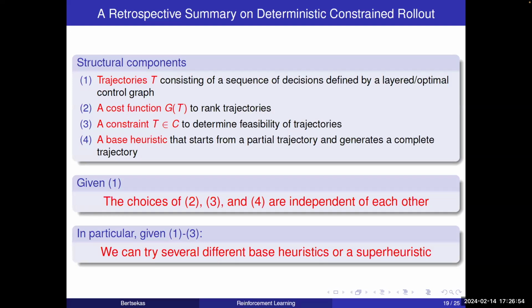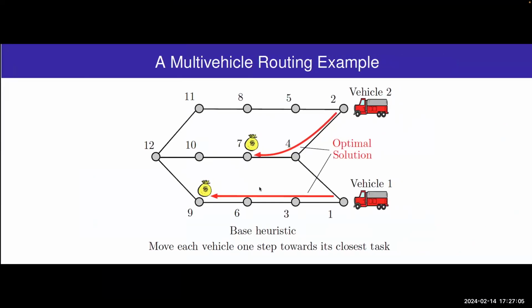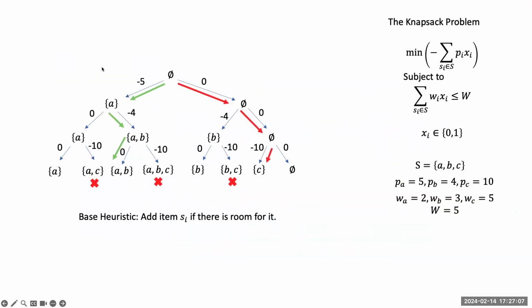This might be really, really difficult to come up with a base policy that can do this. But in some cases, it might be trivially easy. So I wanted to show you one example of the easy case. So this is the knapsack problem. I've mentioned it before. You have a set S of a certain number of items. Each of these items has associated with it a profit value. In this case, we have items A, B, C with respective profits 5, 4, and 10.